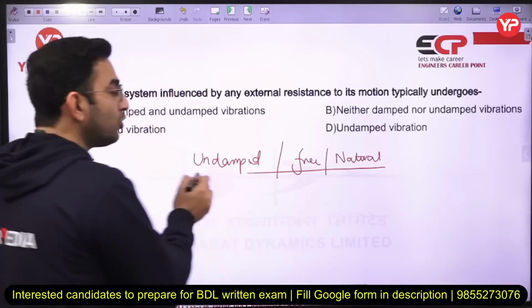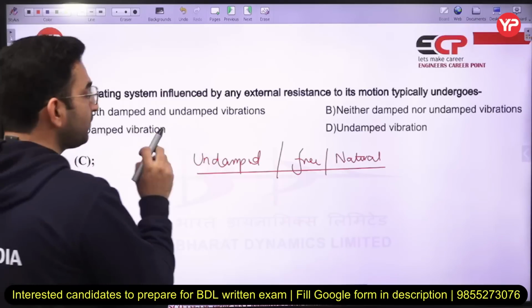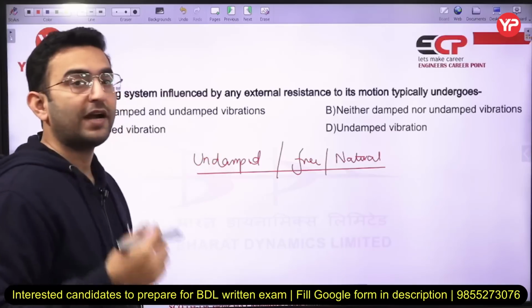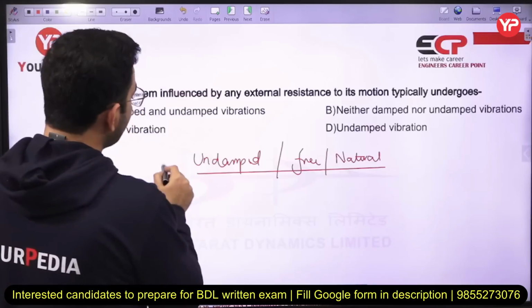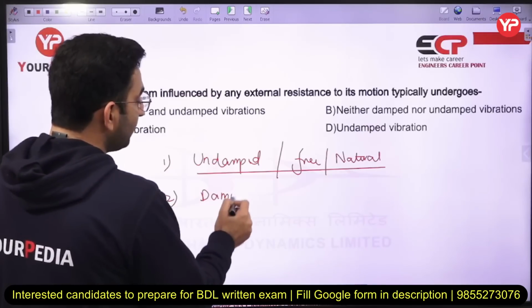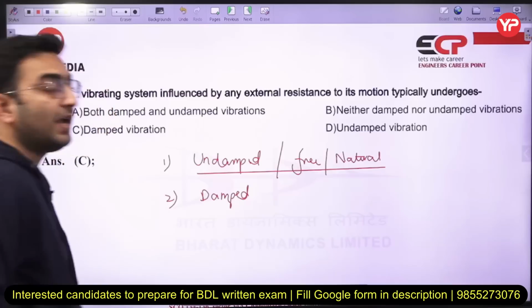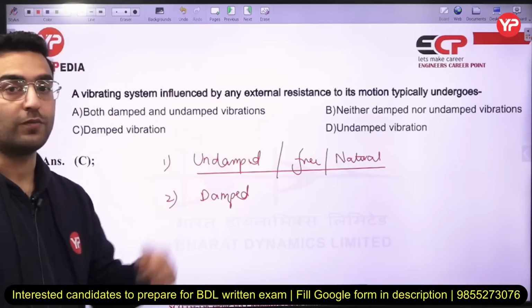Here I am not assuming that any force is acting on the system. There is no force acting on the system. The force is only applied at the initial state, in order to disturb the system. And the second one is the damped system. In the case of a damped system, we have a damper which absorbs the energy here, or I can say the energy of a vibrating system is continuously lost in the form of friction here.